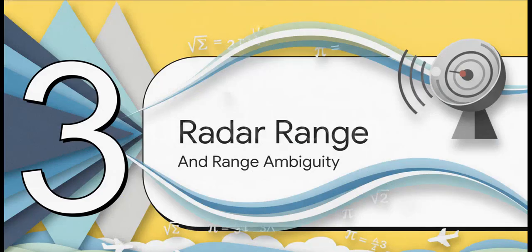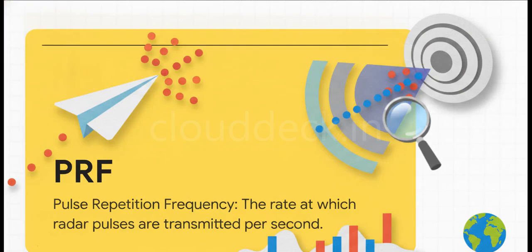All right, let's shift gears now into Section 3, radar range and range ambiguity. This is where the physics and math of radar really come into play, a vital area for your exams, by the way. The foundational metric we need to talk about is pulse repetition frequency, or PRF. Basically, this is just the number of radar pulses transmitted per second.